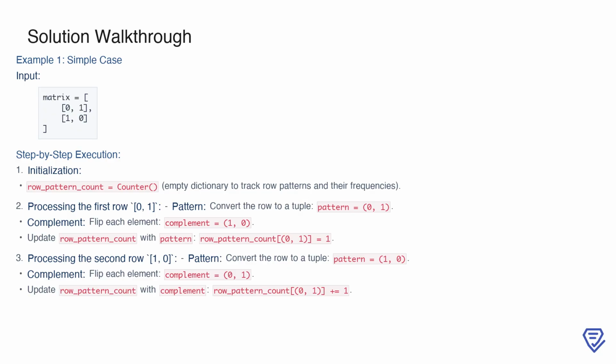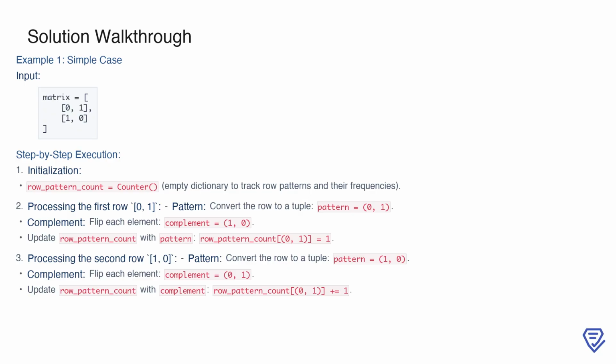Here, we start with a simple example. The input matrix has 2 rows, 0, 1, and 1, 0. First, we initialize an empty counter called row_pattern_count to keep track of the frequency of row patterns and their complements. Now, for the first row, 0, 1, we treat it as a pattern by converting it into a tuple, (0, 1). Then, we calculate its complement by flipping each bit, resulting in 1, 0. We update the counter by incrementing the frequency of the pattern, 0, 1, to 1.